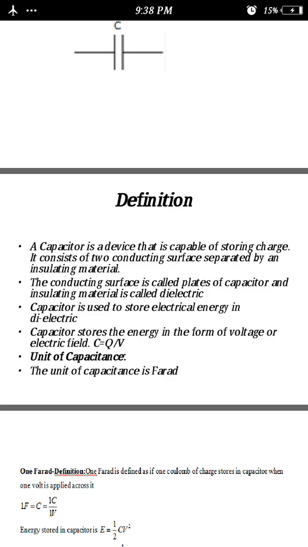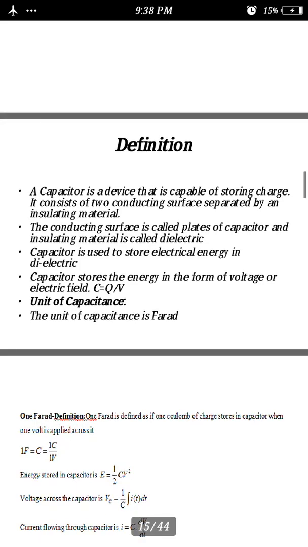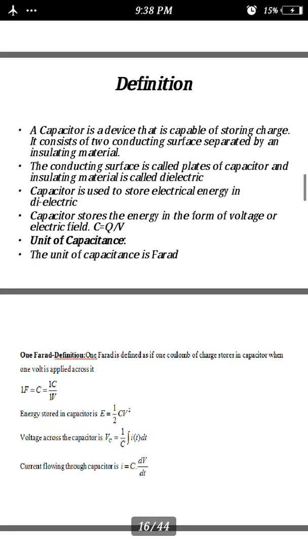So the capacitor is used to store electrical energy in dielectrics. Capacitor stores the energy in the form of voltage or electric field. So the term capital C, that is capacitance, is equals to Q by V. The unit of capacitance is farad. It is defined as, if 1 coulomb of charge is stored in the capacitor when 1 volt is applied across it.